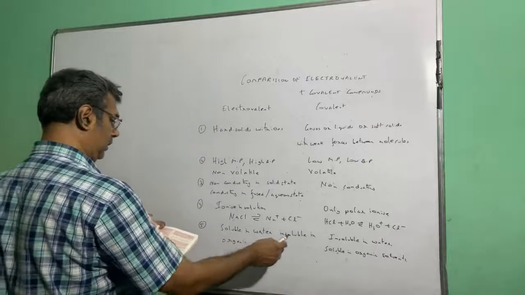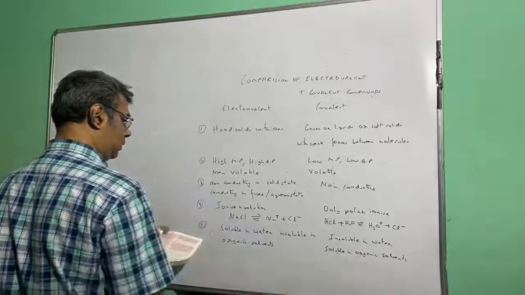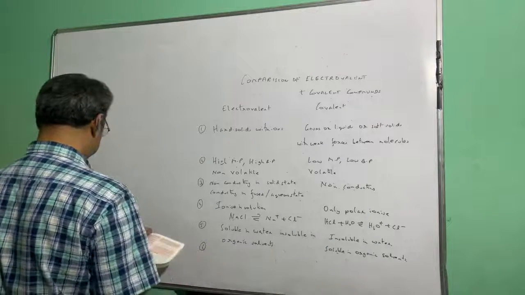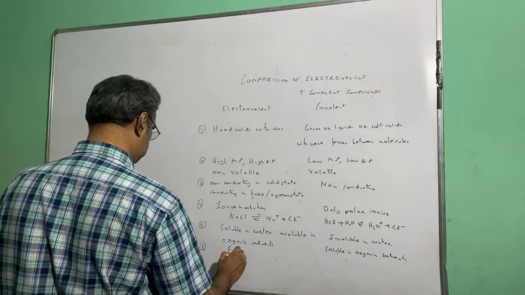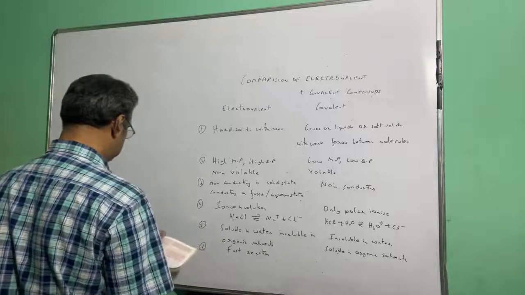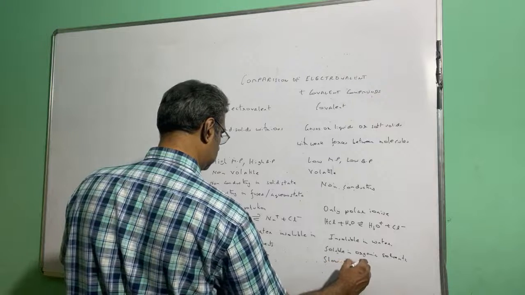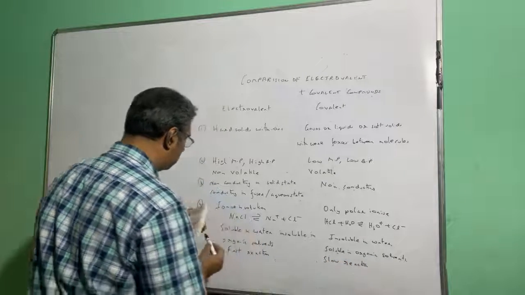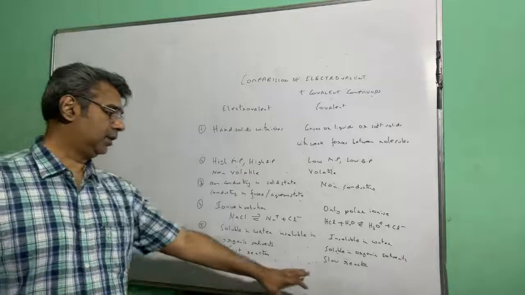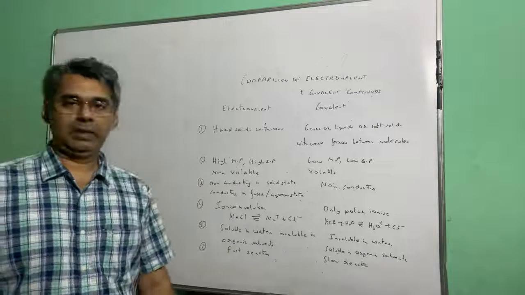Number 5, electrovalent compounds are soluble in water but insoluble in organic solvents. Covalent compounds are insoluble in water and soluble in organic solvents. Then number 6, electrovalent compounds give a fast reaction and covalent compounds give a slow reaction. So these are the comparison between electrovalent and covalent compounds.